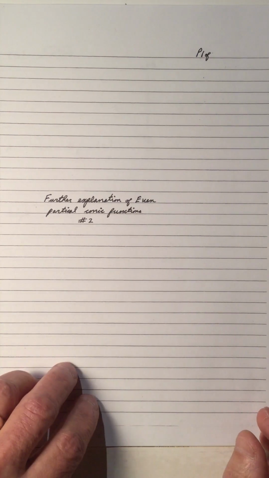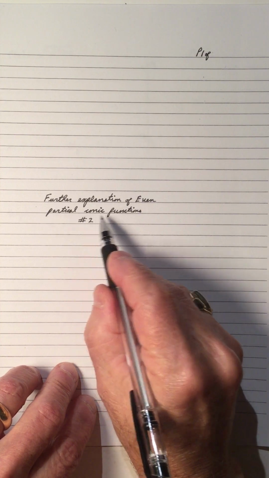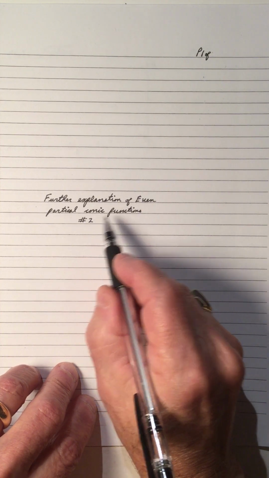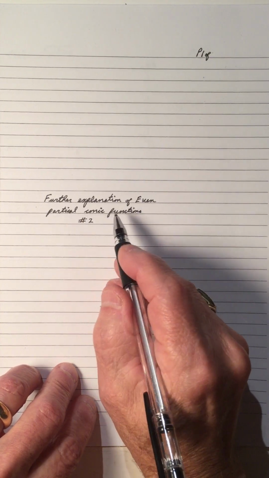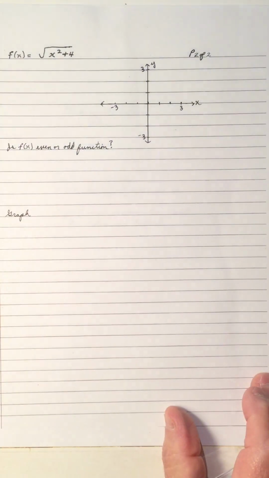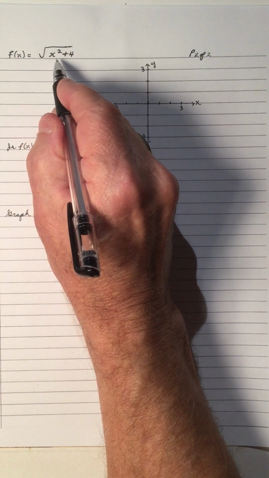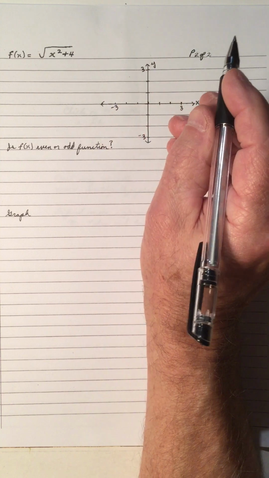Hi, welcome to my video on further explanation of an even partial conic function. This is number 2. Again, it's partial conic. It's a half of the original conic. And let me explain. f of x equals the square root of x squared plus 4.